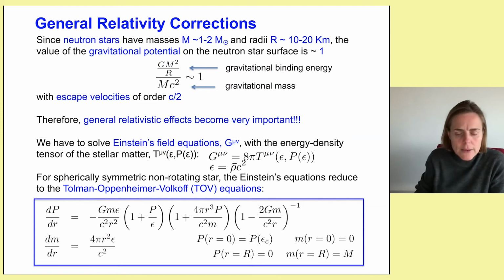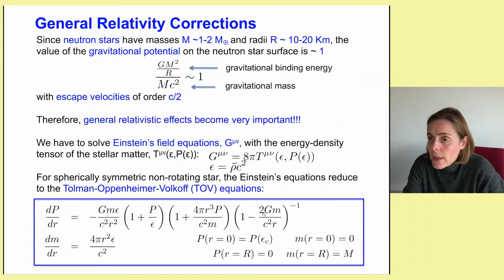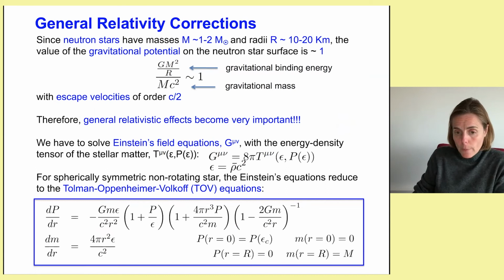If you compare these with the previous ones, you see that if you forget about these three terms in parentheses, this is the Newtonian solution. These three terms give you the general relativity corrections to the hydrostatic equilibrium. Of course, here you are already correlating the matter density with the energy density. So the idea is to solve a very similar equation, a bit more complex mathematically, but with the same ideas: you start with a central pressure, you know that the mass at this point is zero, and then you integrate until the pressure is zero, which gives you the radius.